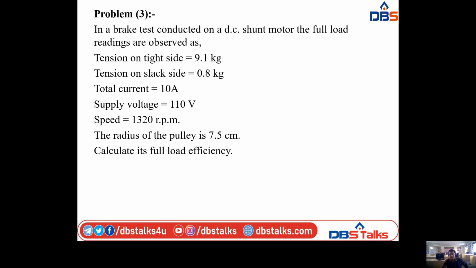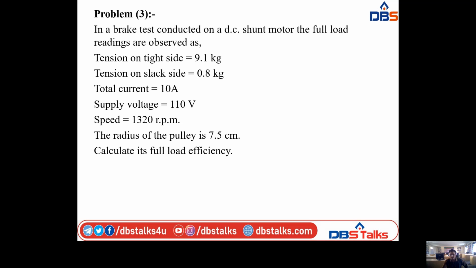Next we have to calculate the input power, the formula is V into I. The voltage given is 110 into the current given 10, and finally we have the input power 1100 watts. The percentage efficiency of the DC shunt motor is P out by P in into 100. We just calculated the output power and input power, so 844.133 divided by 1100 watts into 100, and finally we have the efficiency 76.74%. So this is the solution for the third problem.